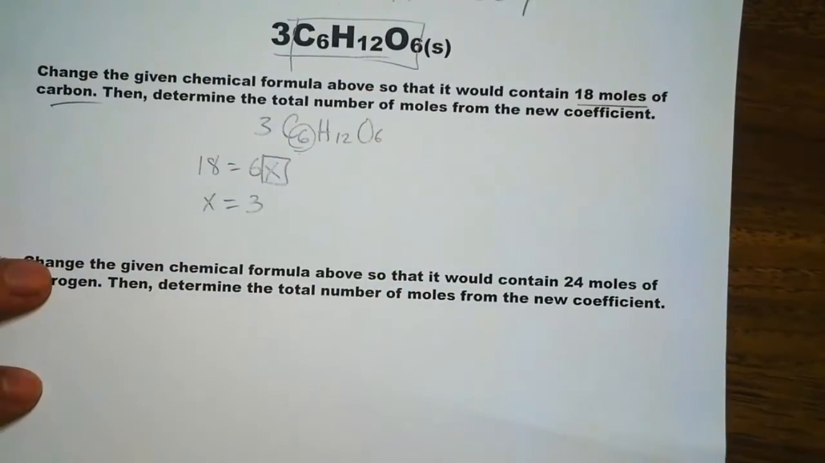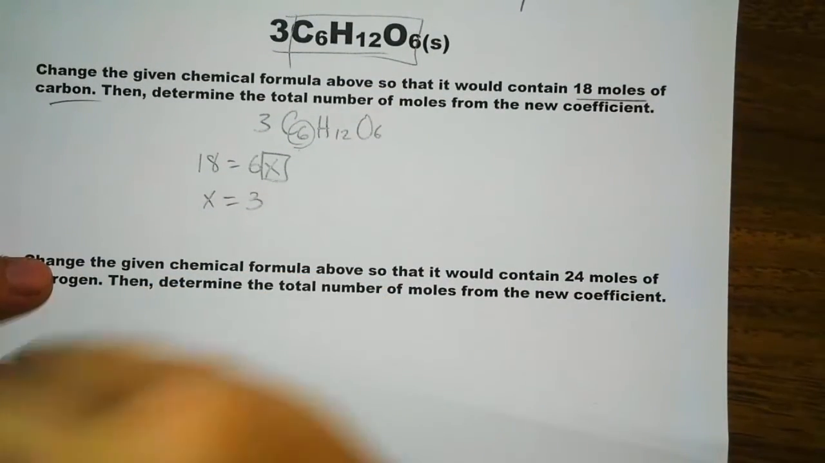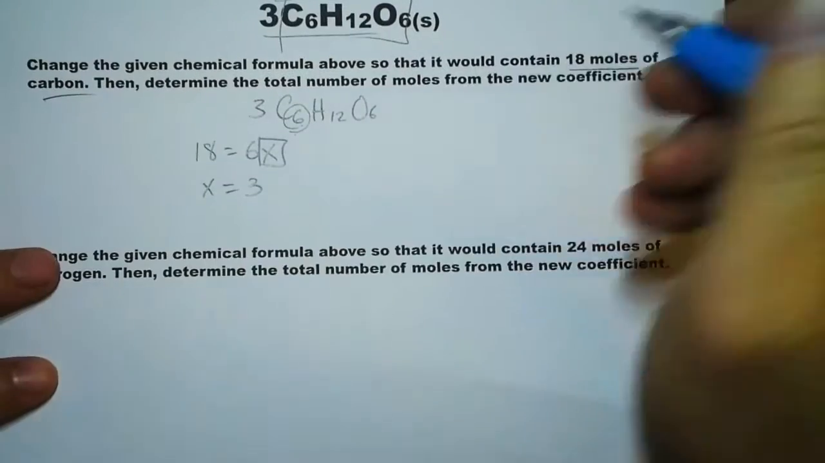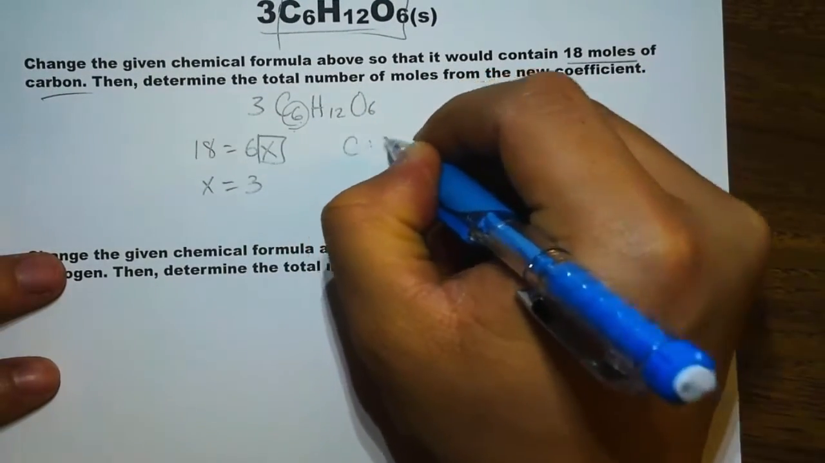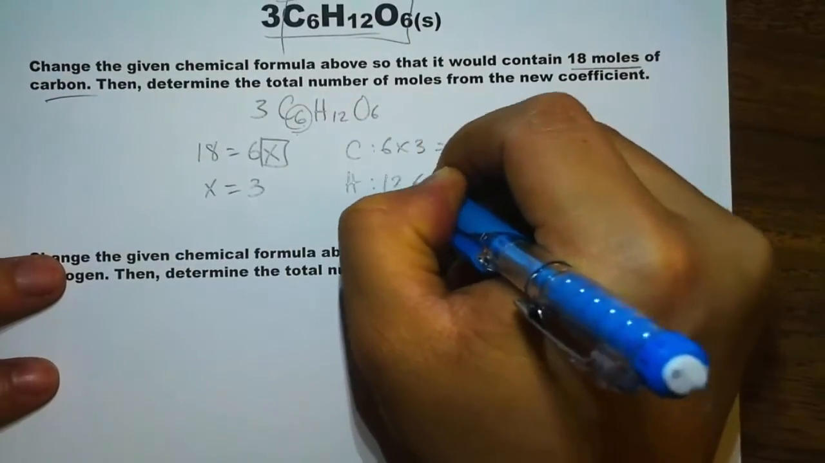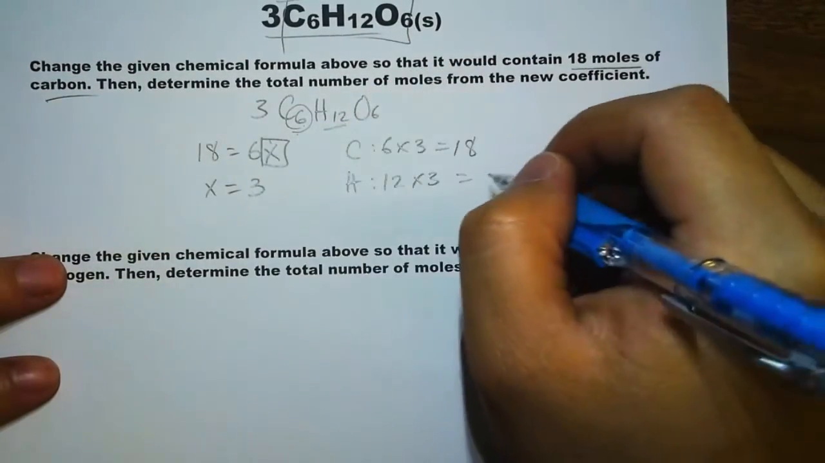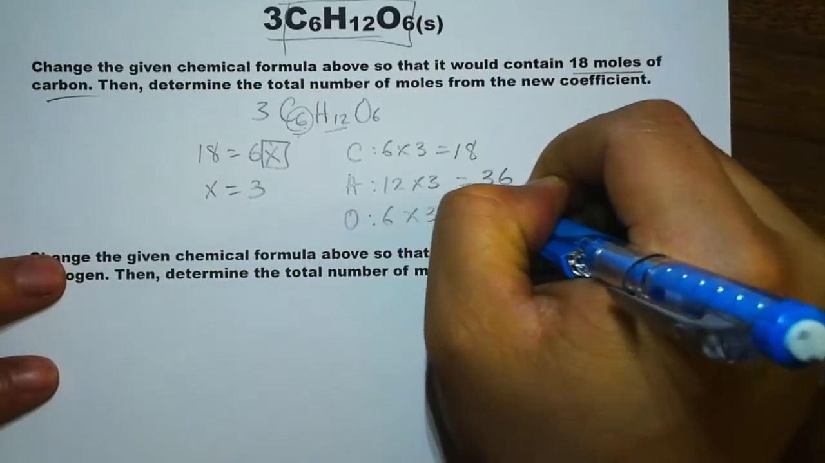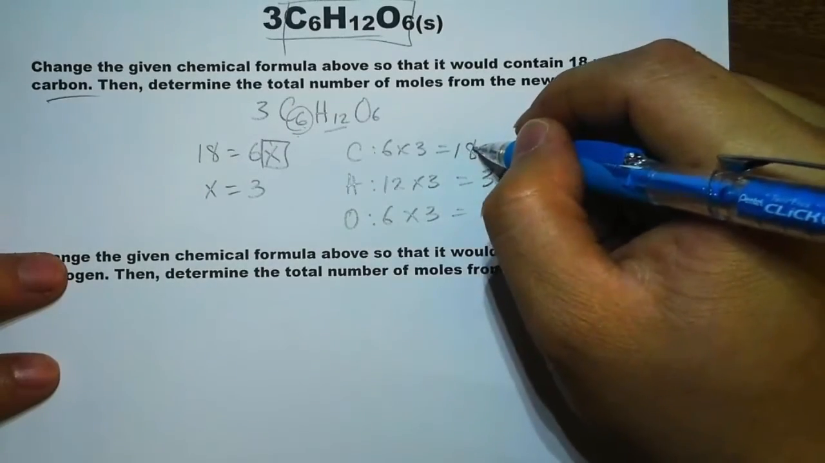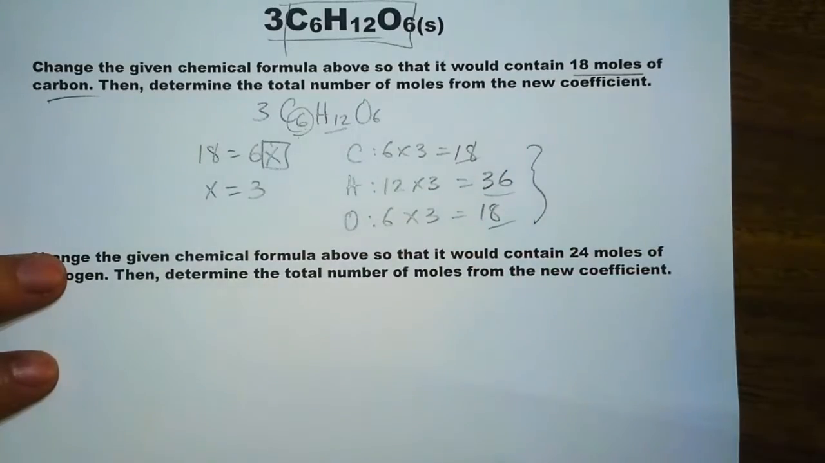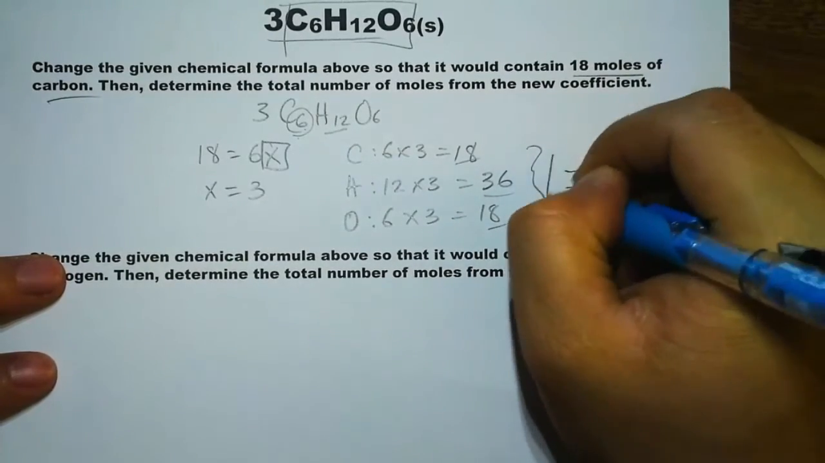So right there, that's how you think mathematically. Or you can say, I have 6 for each one of them. How many more do I need? I need 3 total. That gives us 6 times 3 equal to 18. So carbon is 6 times 3 equal to 18. And hydrogen is 12 times 3 because of the 12 right there, and that gives us 36. And oxygen, 6 times 3 gives us 18 again. So what's the total? Well, 18 plus 18 is 36, plus another 36. So that gives us 72 moles total.